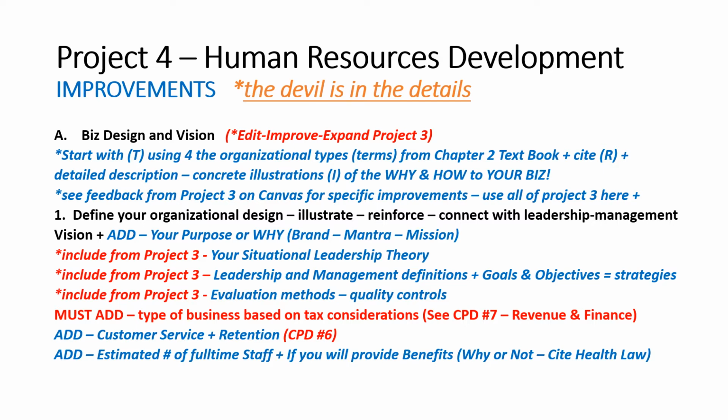You must add with CPDs that are upcoming is CPD number 7, what type of business you are based on tax considerations. That's revenue and finance, CPD number 7. You also want to talk about customer service and retention, and that's CPD number 6. And then lastly, you want to give me an estimated number of your full-time staff, and then if you'll provide benefits or not. And here's where you want to start to cite health law. Again, we talked about what is required by health law as a small business in regards to full-time staff and benefits.